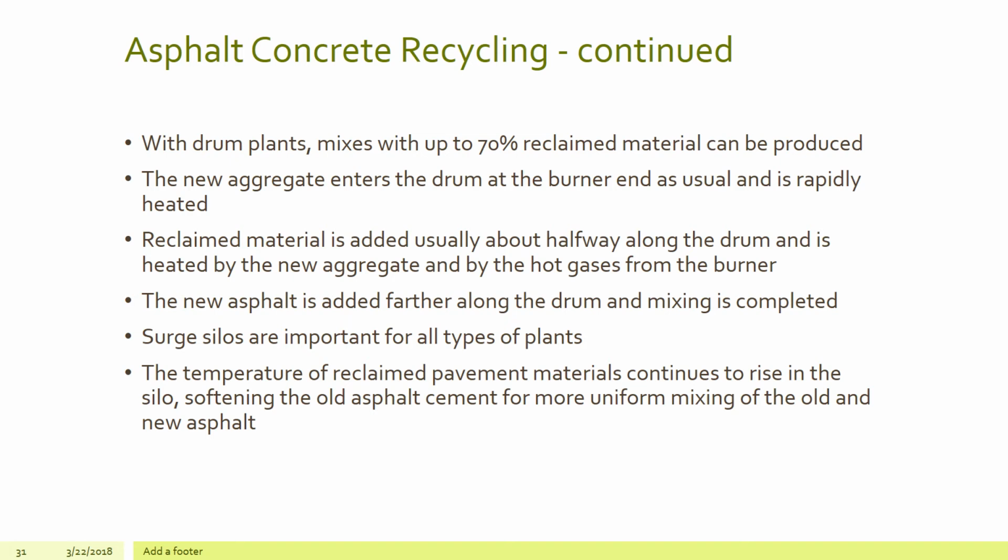With the drum plants, mixes with up to about 70% reclaimed material can be produced. The new aggregate enters the drum at the burner and, as usual, is rapidly heated. Reclaimed material is added usually about halfway along the drum and is heated by the new aggregate and by the hot gases from the burner. The new asphalt is added further along the drum and mixing is completed.